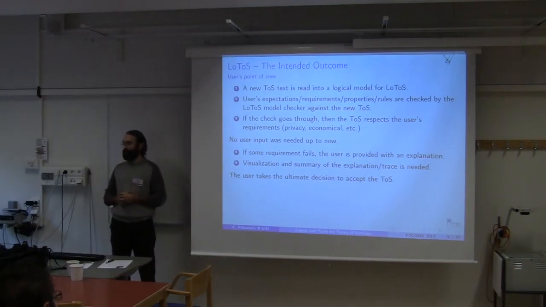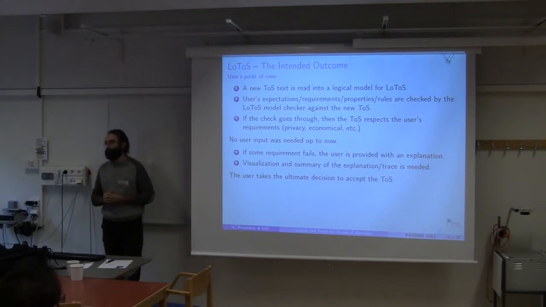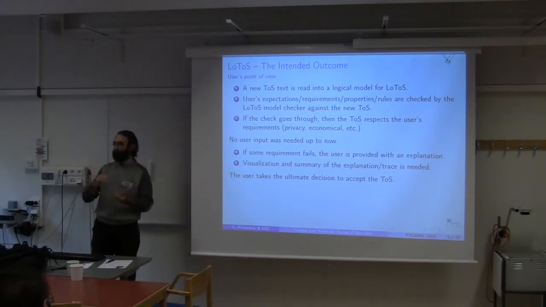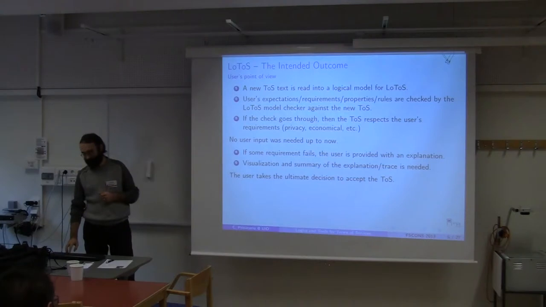So if requirements fail, then the user is provided with an explanation: what requirements failed and why they fail from the terms of service. So all sorts of visualization, highlighting of the texts, and then argumentation, for example, will be a big area where we can look into, to understand why this failure of the requirements comes. And then in the end, the user can still accept the terms of service, despite this failure of the requirements of the privacy.